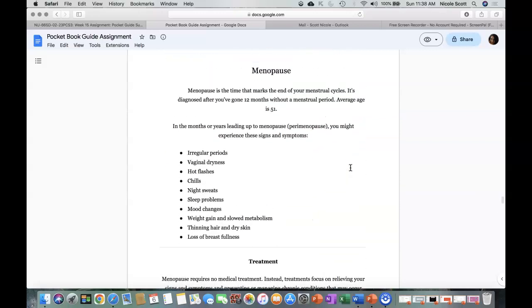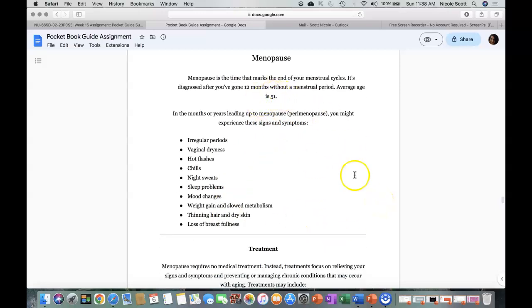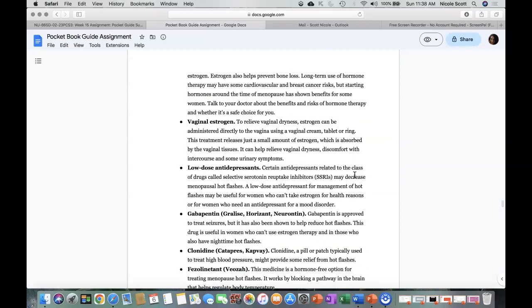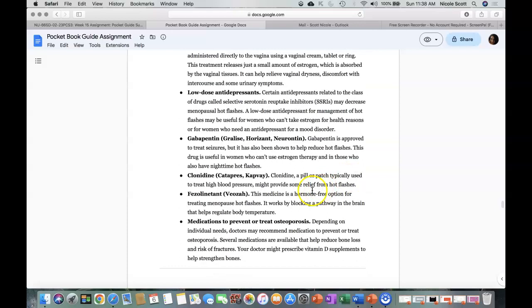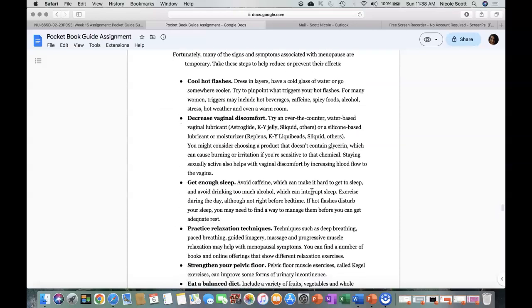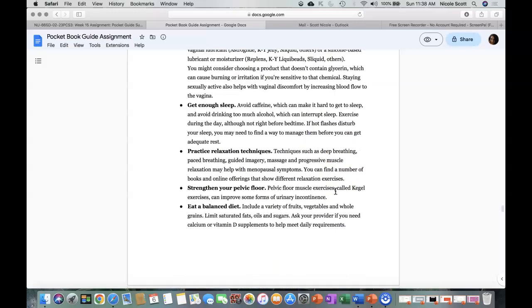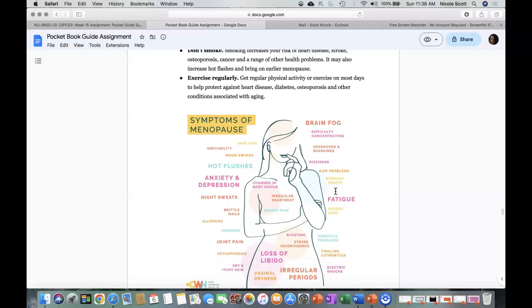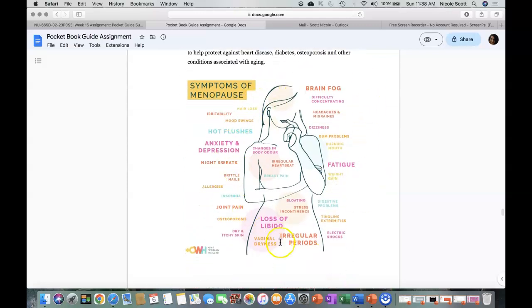Good overview of menopause, what some symptoms of that are, average age 51, treatment, HRT, estrogen, low dose antidepressants, things like that. Home remedies, lifestyle changes, that's always good to discuss with the patient as well, especially if they don't want any pharmacologic interventions, and this is just a really good overview of all the symptoms that can occur during menopause as well.